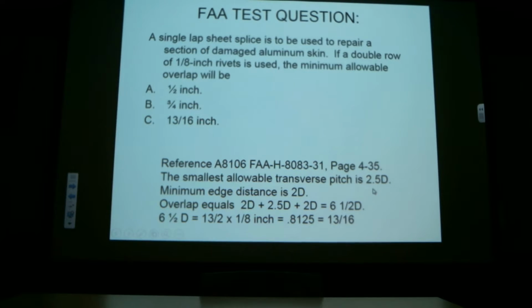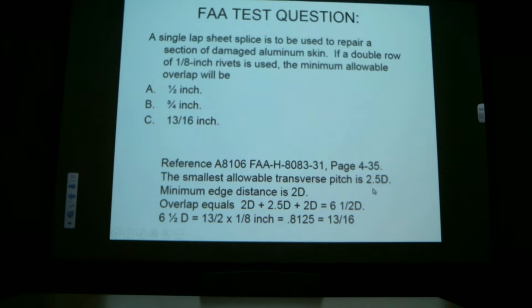It says a single lap sheet splice is to be used in a repair for damage of aluminum skin. If a double row of 1/8 inch rivets is used, the minimum allowable overlap will be. So what they're talking about is something like this. You got two pieces of metal, and this would be one rivet, this would be the next row of rivets. So from here to here, this really reflects maybe 2 rivet diameters that extends out from the edge of the material. So this would be 2D. And then from here to here, this represents 2D. And the distance between them represents 2.5D. So if you add this up, you've got 2D plus 2.5D plus another 2D, that's 6.5D.